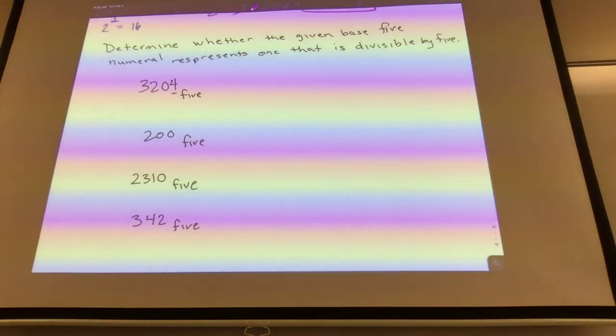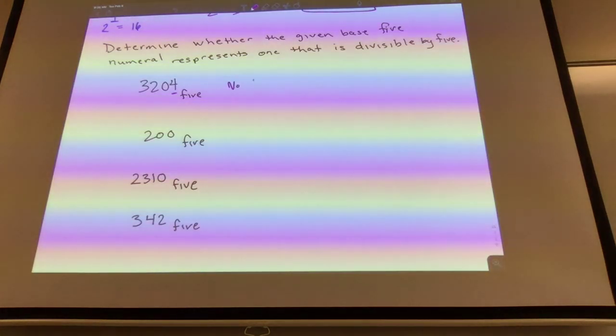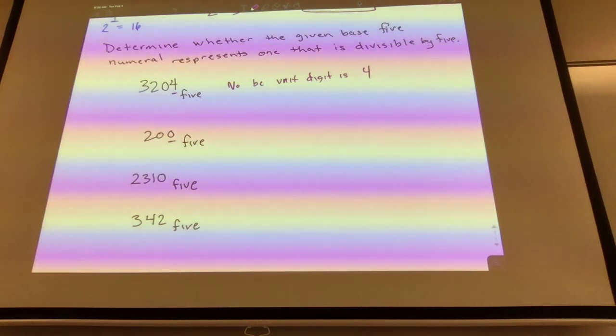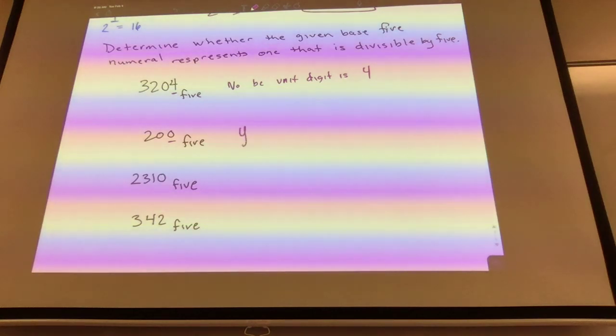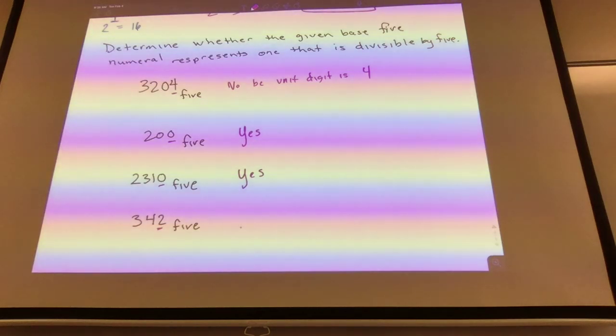No. Okay, that's not going to be divisible by 5, because if we divide it out, eventually, remember, if we do it the other way, divided by 5, divided by 5, divided by 5, at some point we're still going to have that remainder, so the answer is no, because the unit digit is 4. What about this one? We think it's divisible by 5? Yes. What about this one? Yes. And the last one? Divisible by 5? No. So you can look at those bases and see.